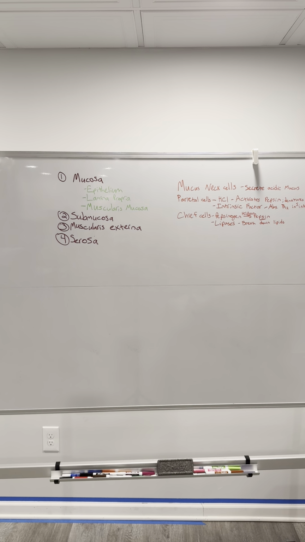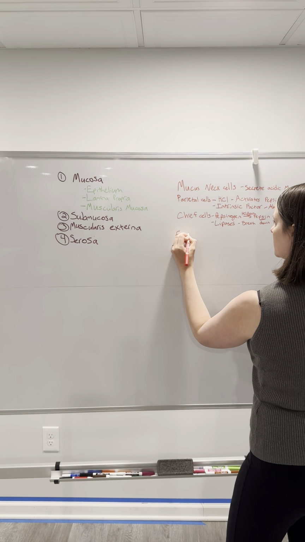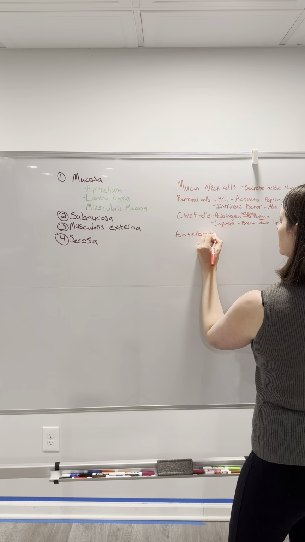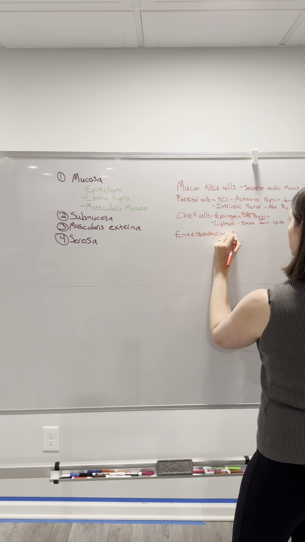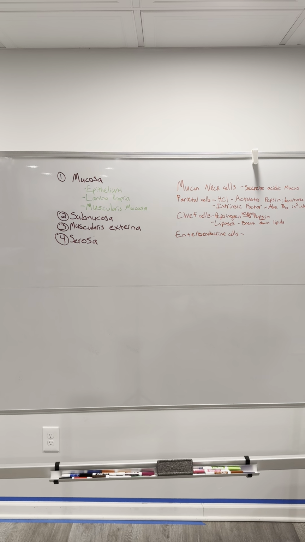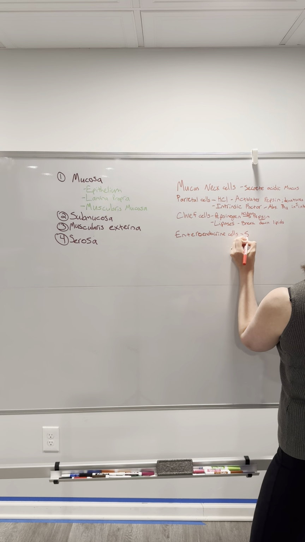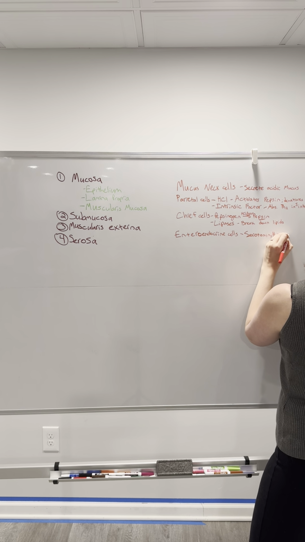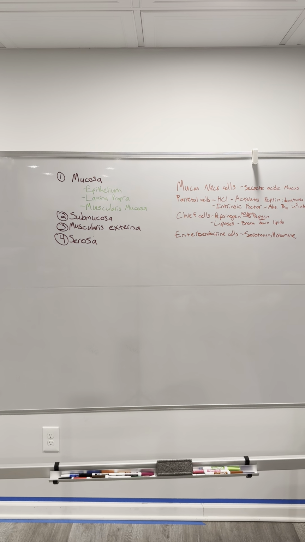And then we have the enteroendocrine cells. You do need to know all these cells and what they secrete and their functions. These secrete chemical messengers that act as paracrines: serotonin, histamine, somatostatin, and gastrin.